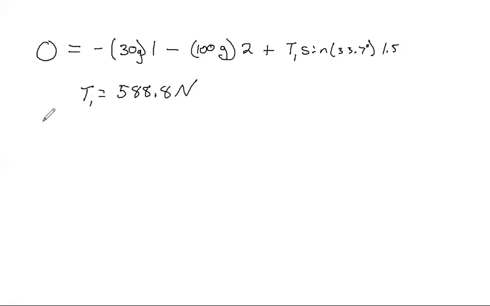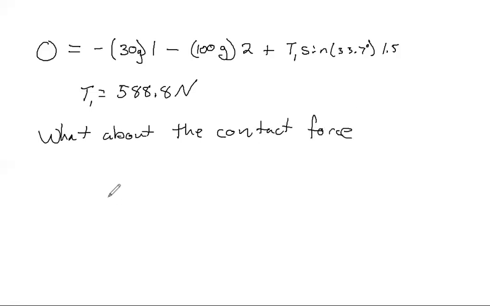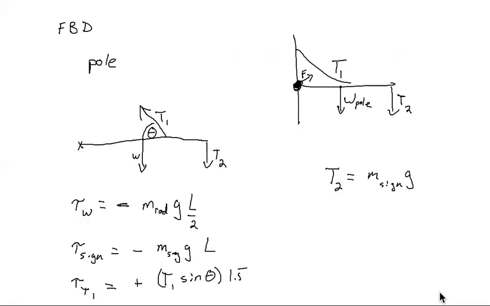Now that we know that, we can actually work backwards and figure out the contact force. So what about the contact force? Well, let's think about that. When I look at the forces acting on the pole, there's the tension, the weight, the other tension, which, so I now know all those numbers. And this unknown force must have some x and some y component. I don't know what they are. So I'm just going to call them force in the x direction and force in the y direction.